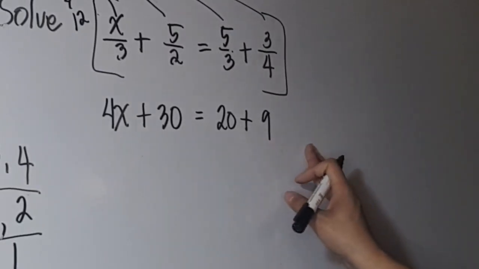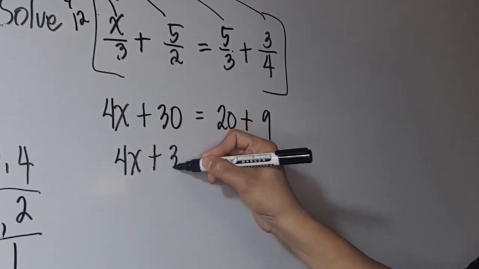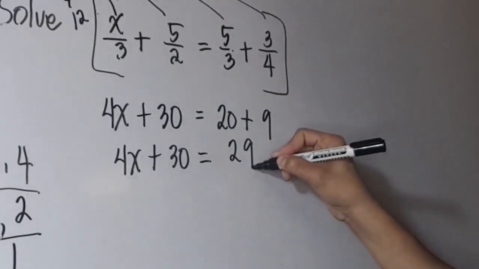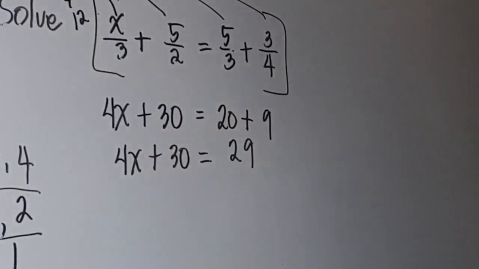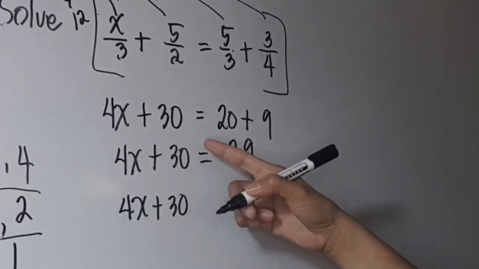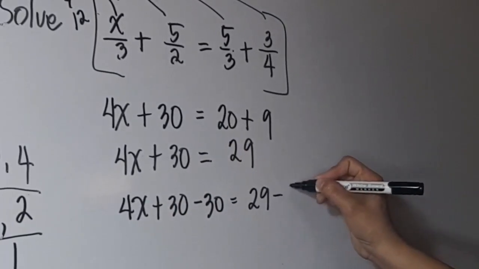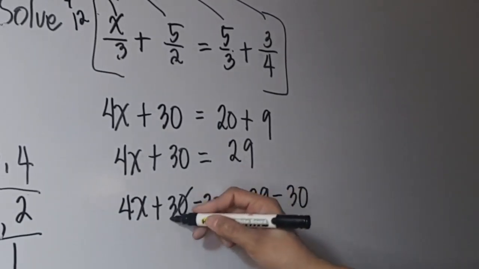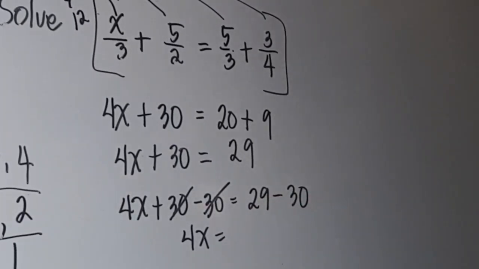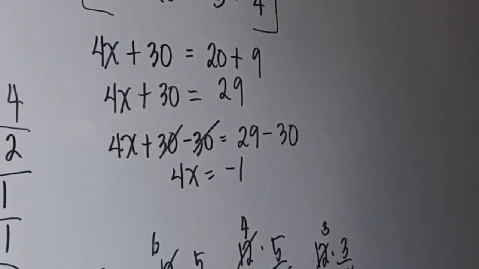We can simplify the right side. We have 20 and 9. We can combine. So, 4x plus 30 equals, what is 20 plus 9? Okay, that's 29. Okay, let's isolate. Okay, so the variable 4x plus 30, para ma-isolate, the inverse, minus 30 equals 29 minus 30. So, cancel. So, 4x is equal to, what is 29 minus 30? Okay, that's negative 1.